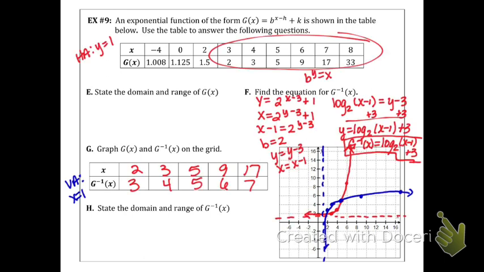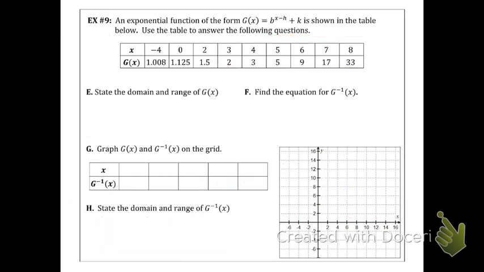Oh, and then I didn't do the domain and range of the inverse. Well, we know that our domain is going to be from 1 to infinity. And our range keeps going up and down, so negative infinity to infinity. All right, and that is the end of lesson 10.